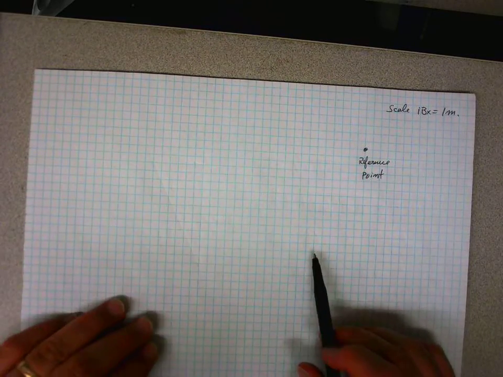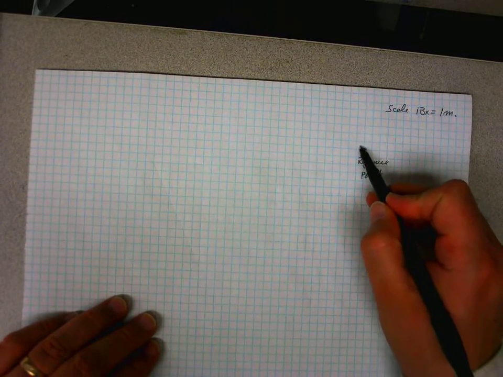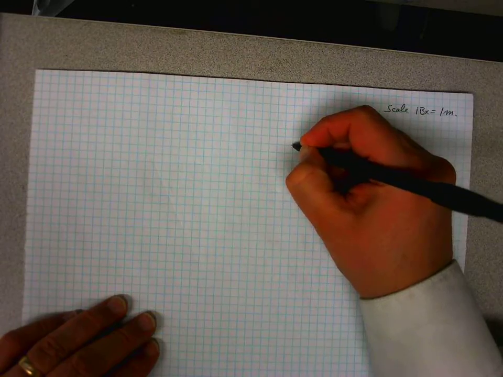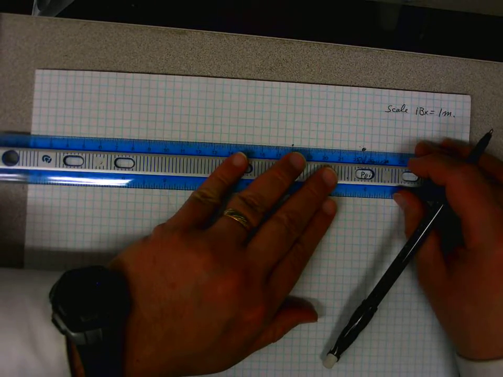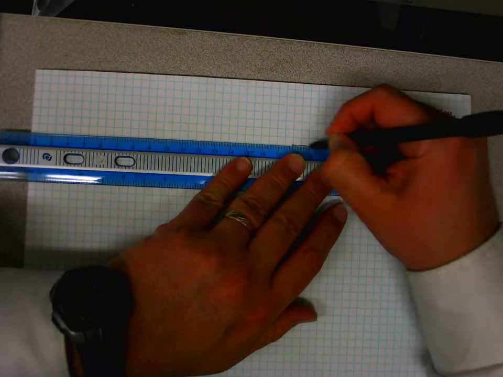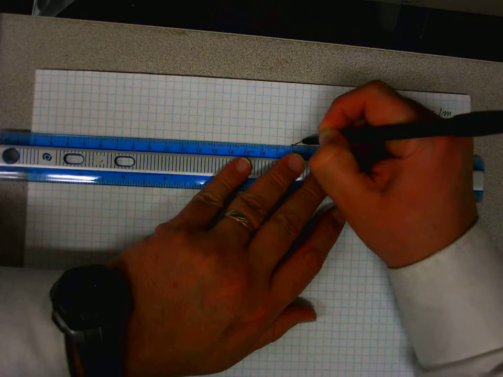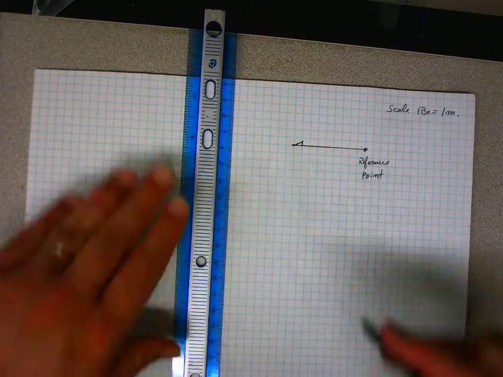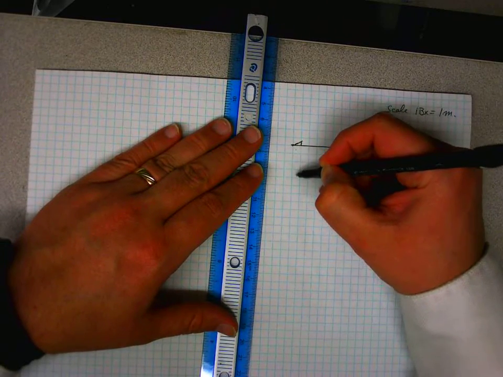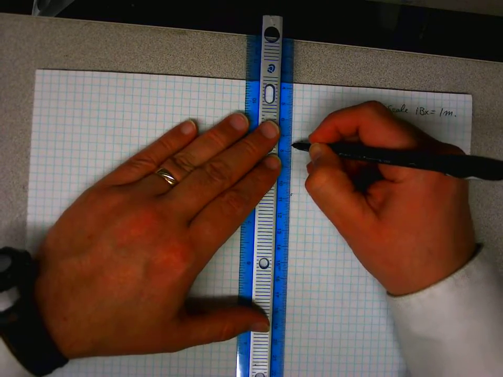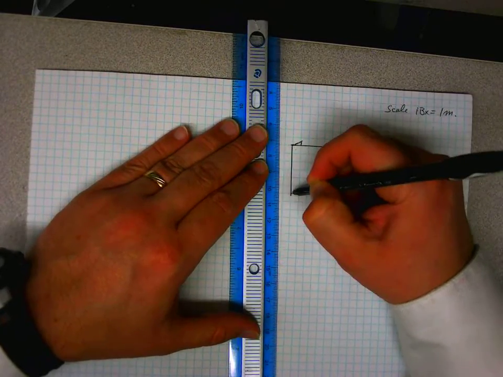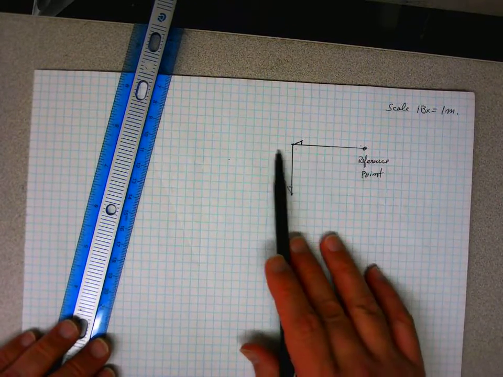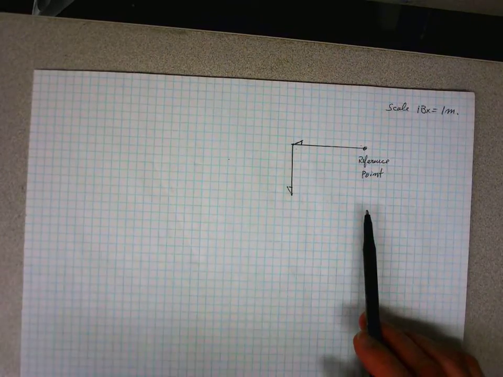So the person travels 9 meters west, so we count 9 boxes: 1, 2, 3, 4, 5, 6, 7, 8, 9. So here is 9 boxes. And then 6 meters south: 1, 2, 3, 4, 5, 6. So here we have the 6 boxes south. And now we have the X and Y coordinates drawn on graph paper.